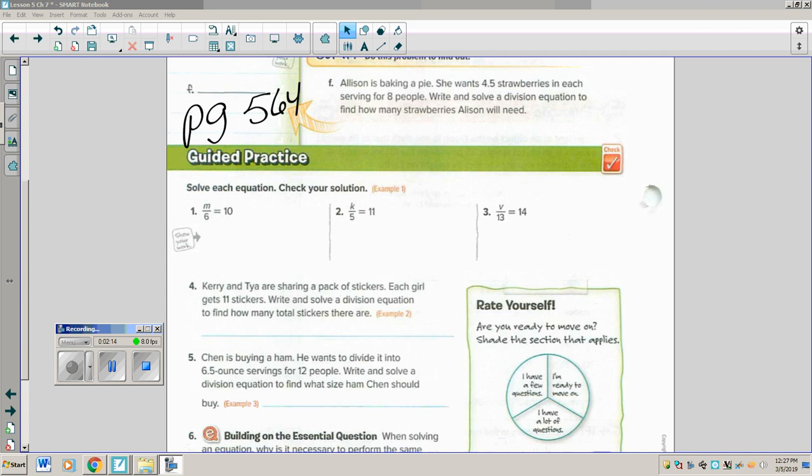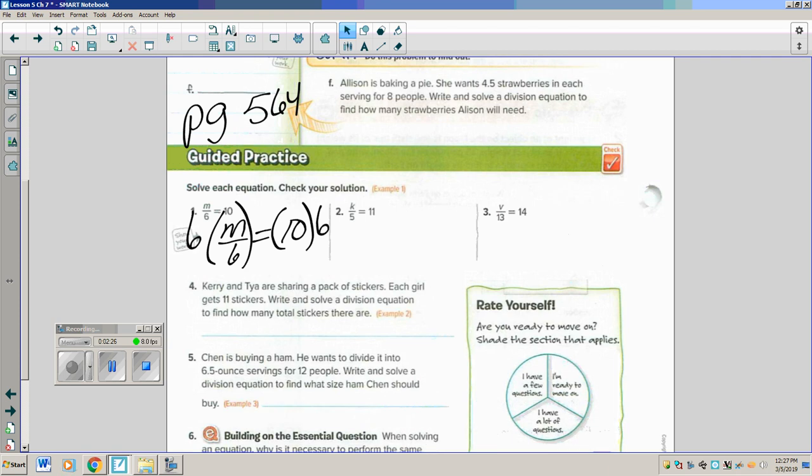Jump to page 564. Let's do a few of these problems. It's all the same. M divided by 6 equals 10. I'm dividing by 6, which means I have to multiply by 6. My 6's cross out. M equals 60. Because 60 divided by 6 does equal 10. 10 equals 10. Big check.